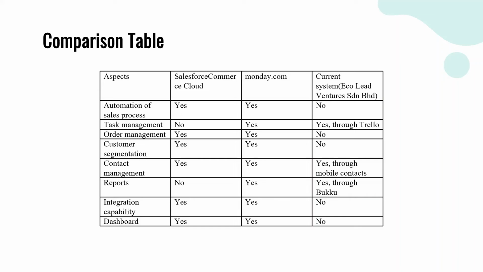Next is the comparison table. As you can see, the aspects being compared in this table are automation of sales process, task management, order management, customer segmentation, contact management, reports, integration capability, and dashboard. The current system used by EcoLead Ventures Sendirian Berhad is lacking in various aspects when compared to the other existing systems such as Monday.com or Salesforce.